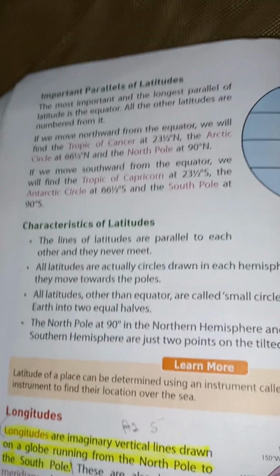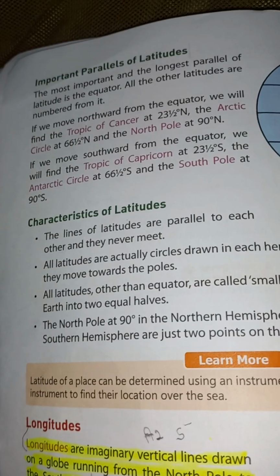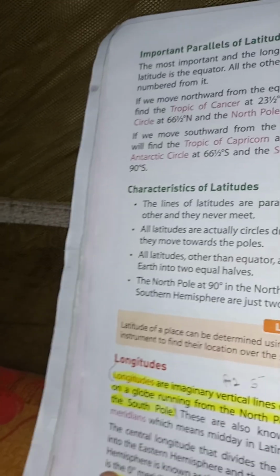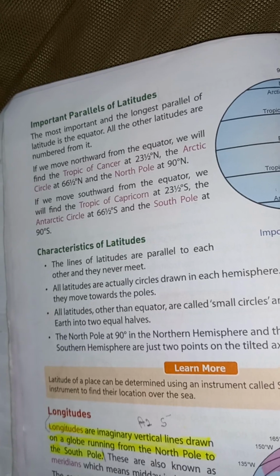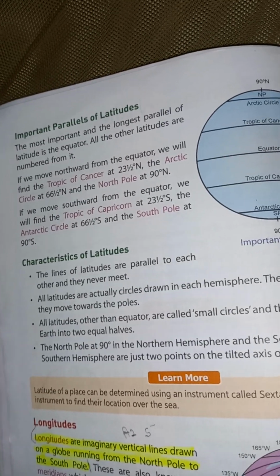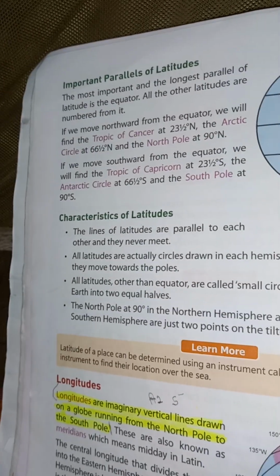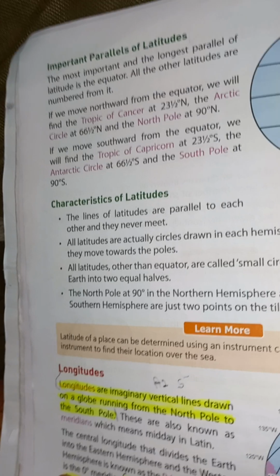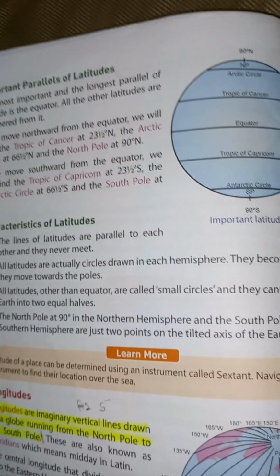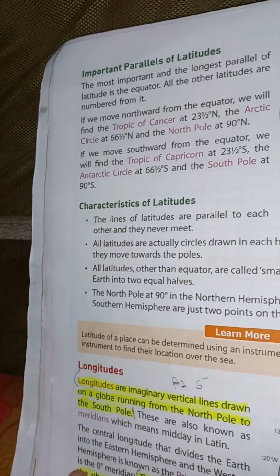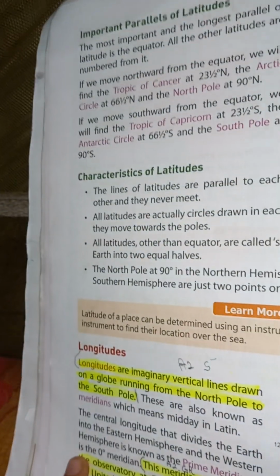Important parallels of latitude. The most important and the longest parallel of latitude is the equator. All the other latitudes are numbered from it. If we move northward from the equator, we will find the Tropic of Cancer at 23 and a half degree north, the Arctic Circle at 66 and a half degree north, and the North Pole at 90 degree north. If we move southward from the equator, we will find the Tropic of Capricorn at 23 and a half degree south, the Antarctic Circle at 66 and a half degree south, and the South Pole at 90 degree south.